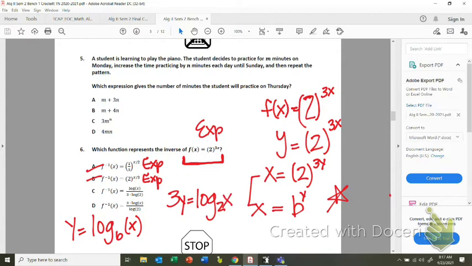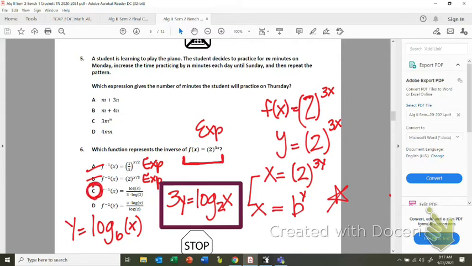Now, right here, we got to get y by itself. So how are we going to get rid of that 3? We're going to divide it. When you divide it, does it go on the top of that fraction or the bottom of that fraction? The bottom. Which one's the only one that has 3 on the bottom? C.